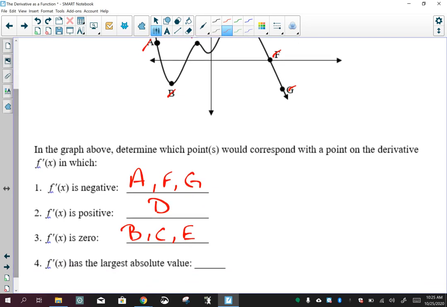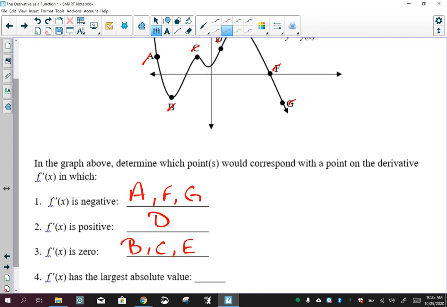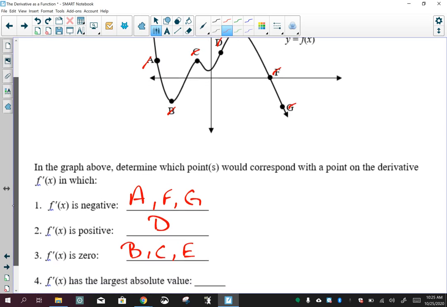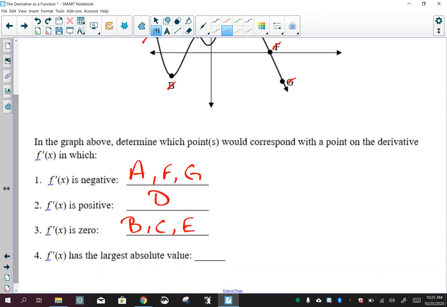The largest absolute value is the closer you are to actually the, I'm sorry, not the closer you are. The further you are away from, not further, I'm sorry. The closer you are to the actual x-axis here. So if I'm looking at this, the one that's actually closest to the x-axis is actually going to be A. So that's going to have the largest absolute value. Okay?